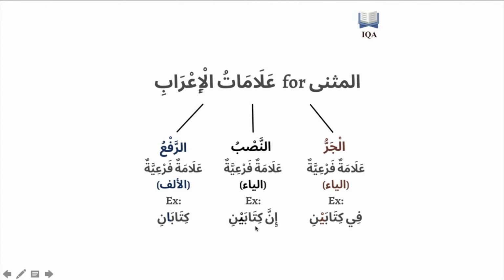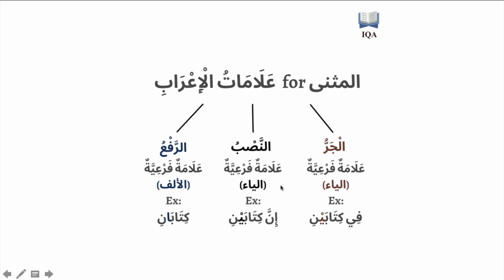Inna kitabaini. Kitabaini here is mansub because of inna, which is the active element that's making mansub. And instead of taking the fatha to show that it's mansub, it takes the ya. The jar, it also takes علامات فرعية, secondary sign, which is also the ya. في كتابين means in two books. كتابين here is مجرور because of the active element في, but instead of taking a kasra to show that it's مجرور, it takes a ya. So for the nasb and the jar, the مثنى, it takes the same exact sign, which is a ya.